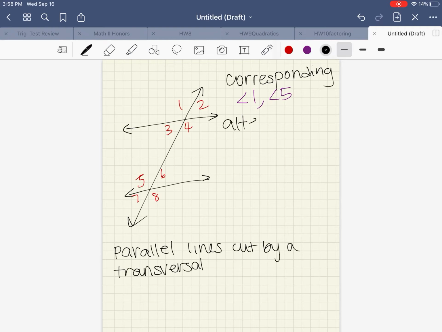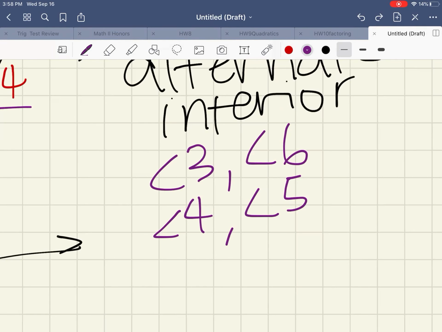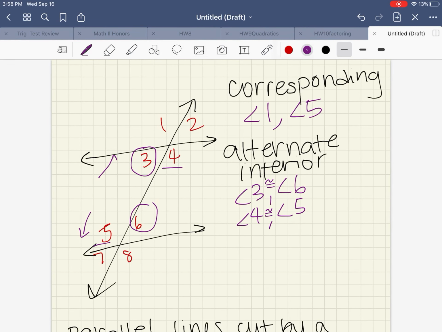Next up, we've got alternate interior. This means within, so inside these two lines, and on alternate sides. So it would be like angle 3 and angle 6. Angle 3 and angle 6 are alternate interior angles, or angle 4 and angle 5. Notice that these are all congruent. I'll write it in the middle. Angle 3 is congruent to angle 6. Angle 4 is congruent to angle 5, because they're alternate interior angles. And same thing with corresponding angles, they're also congruent.